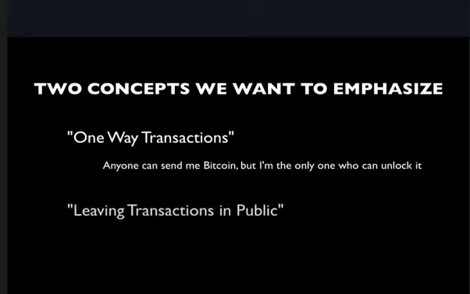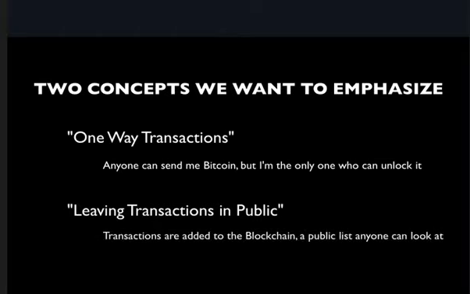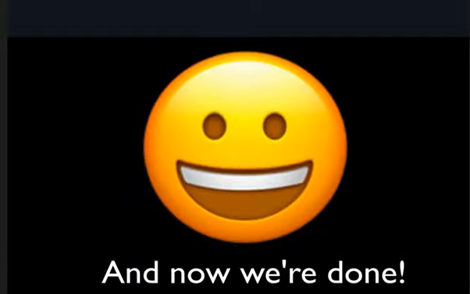So the second component is the notion of leaving that Dropbox in a public place. Instead of me manually delivering it to Colt and needing to see him in person or directly send him, for example, an email with the Bitcoin, I just leave that Dropbox in a public place. And I'm confident, and Colt is confident, that when he wants to spend that Bitcoin that's locked in that box, only he will be able to unlock it. And now we're done. And voila.